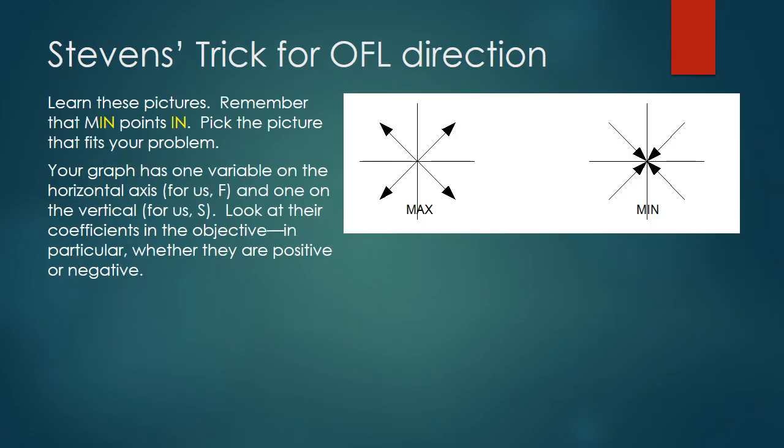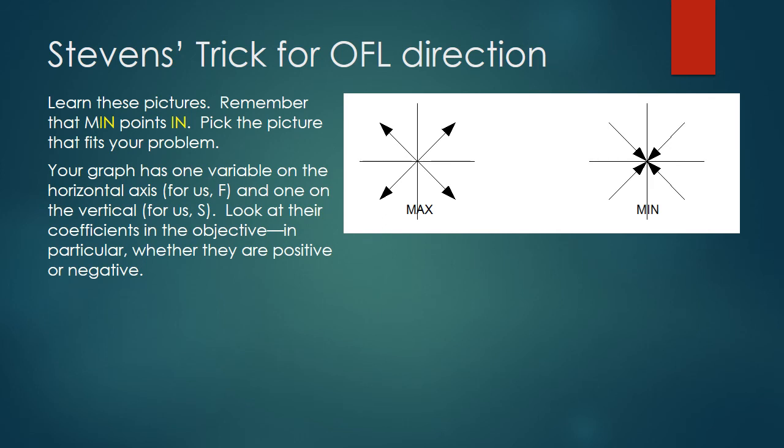Finally, a little trick to help you with the OFL. We already know that we can use a test point there, but this is a way that you might find nice and fast. In order to use it, you have to memorize these two pictures, the max picture with 4 arrows pointing out, and the min picture with 4 arrows pointing in. I think the easy way to remember this is min points in.